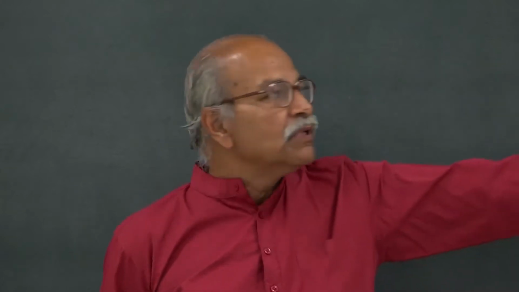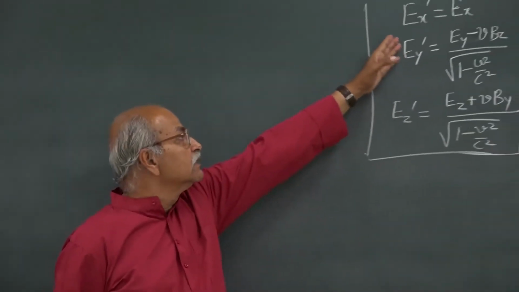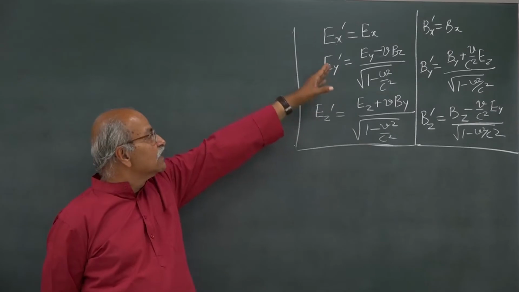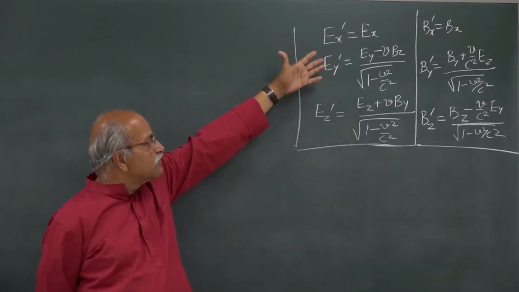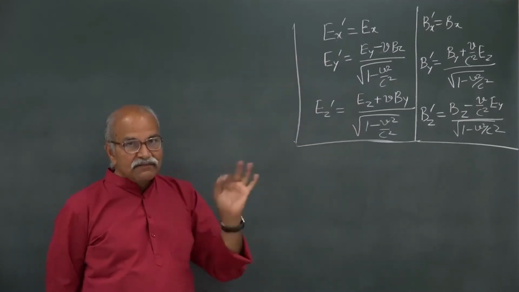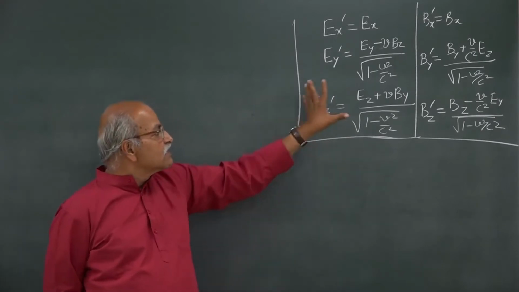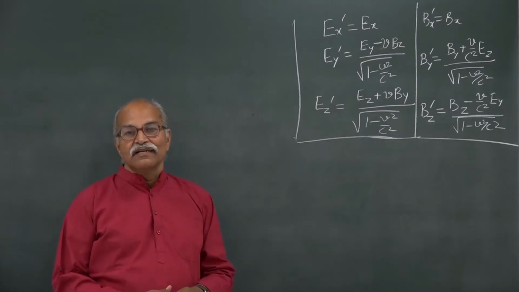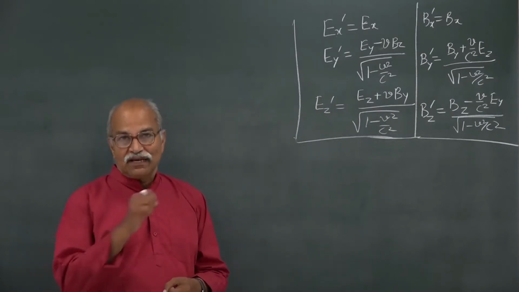So, we had derived transformation equations for the components of electric field and magnetic field as you go from one frame to the other frame, and the equations are still on the board. You have components Ex, Ey, Ez, Bx, By, Bz in S frame, Ex prime, Ey prime, Ez prime and Bx prime, By prime, Bz prime in S prime frame with the standard definitions of S and S prime, and these are the equations. Now, today I will be using these equations to find the fields due to a moving charge.